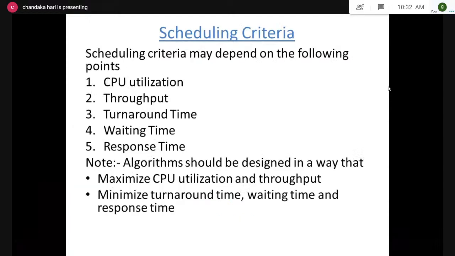Now the next very important one is scheduling criteria. Whatever scheduling algorithm you are trying to design, it must satisfy the following five points: CPU utilization, throughput, turnaround time, waiting time, and response time. You have to design an algorithm in such a way that CPU utilization and throughput are maximized, and turnaround time, waiting time, and response time are minimized.